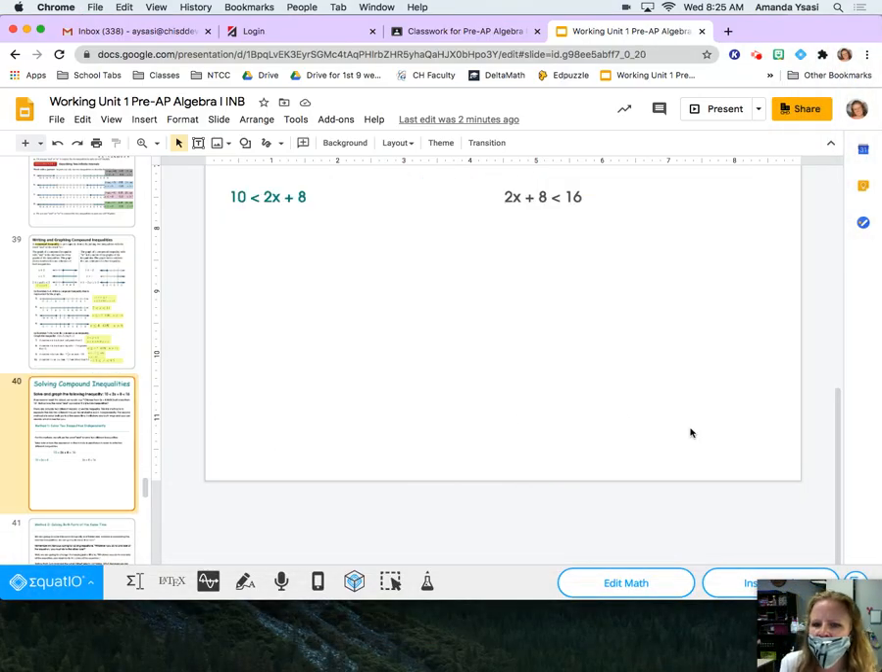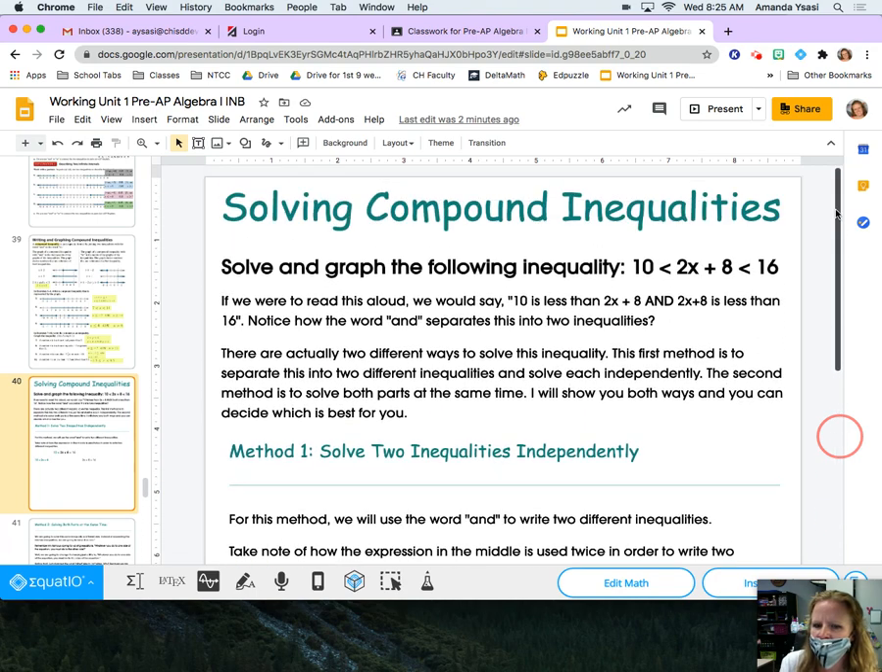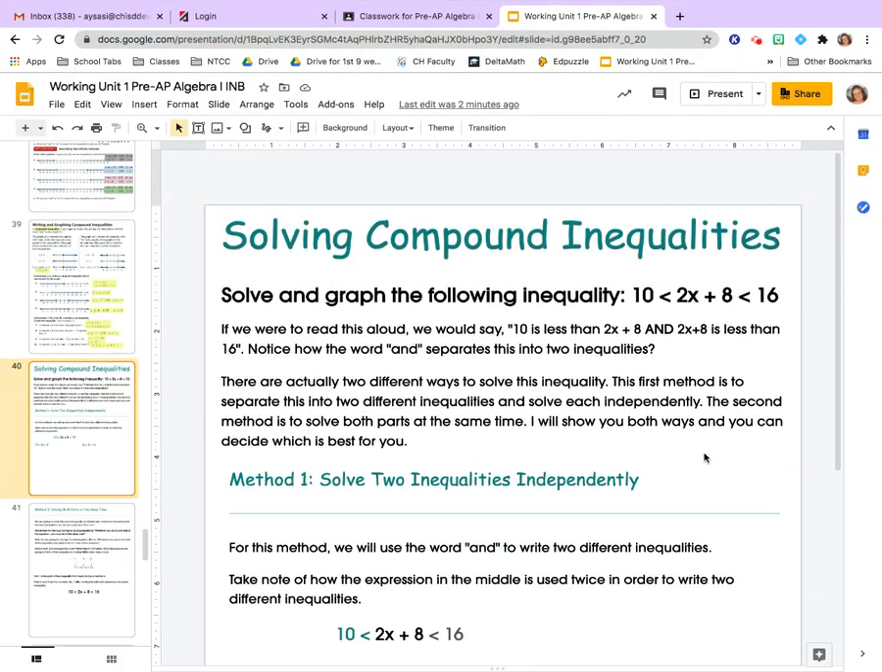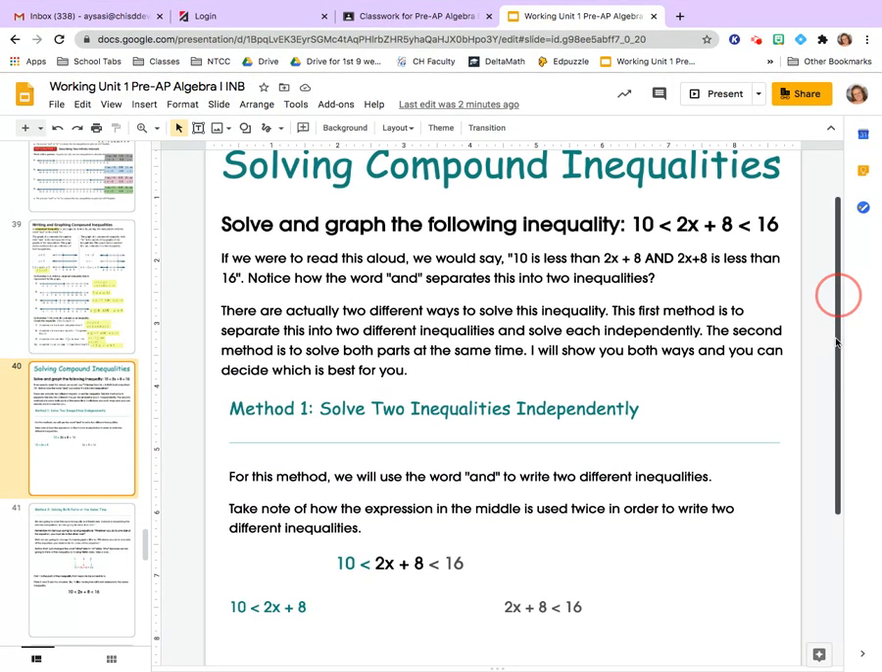So let's look at how to solve compound inequalities now. Solve and graph the following inequality. Ooh, look, now we have 10 is less than 2x plus 8, and it's less than 16. If we were to read this out loud, we would say: 10 is less than 2x plus 8, and 2x plus 8 is less than 16. Notice how the word and separates the two inequalities.